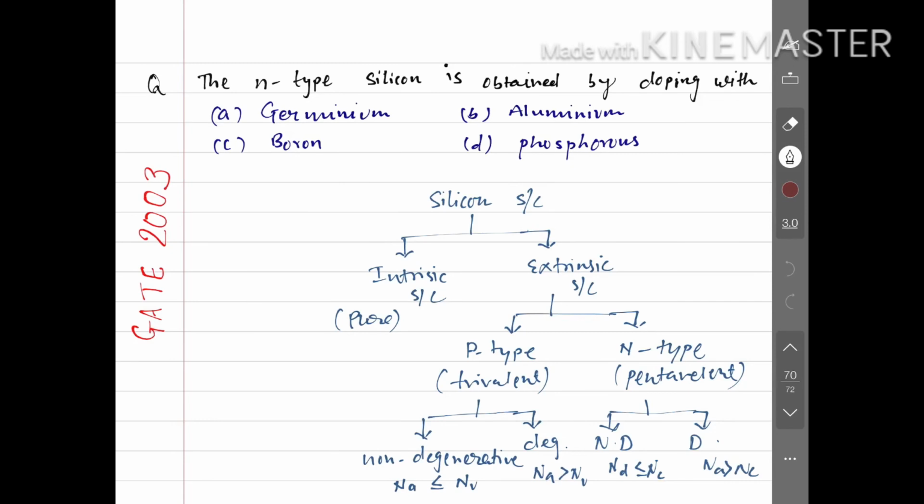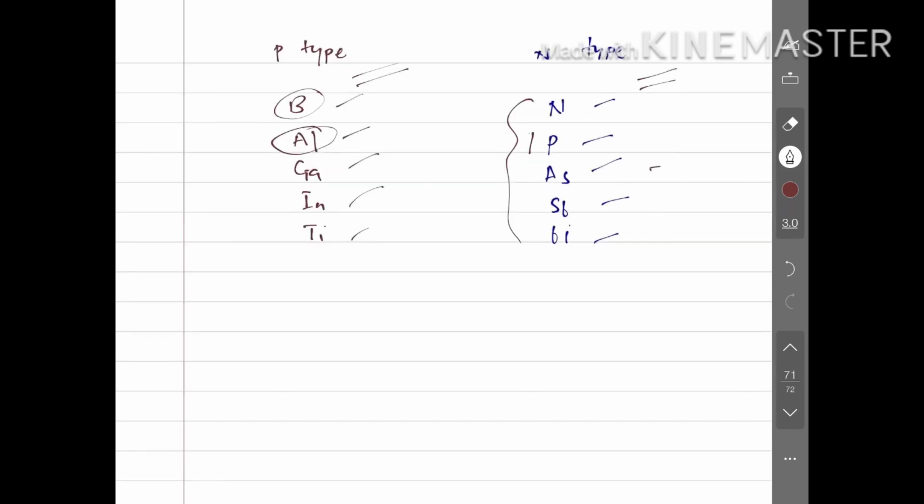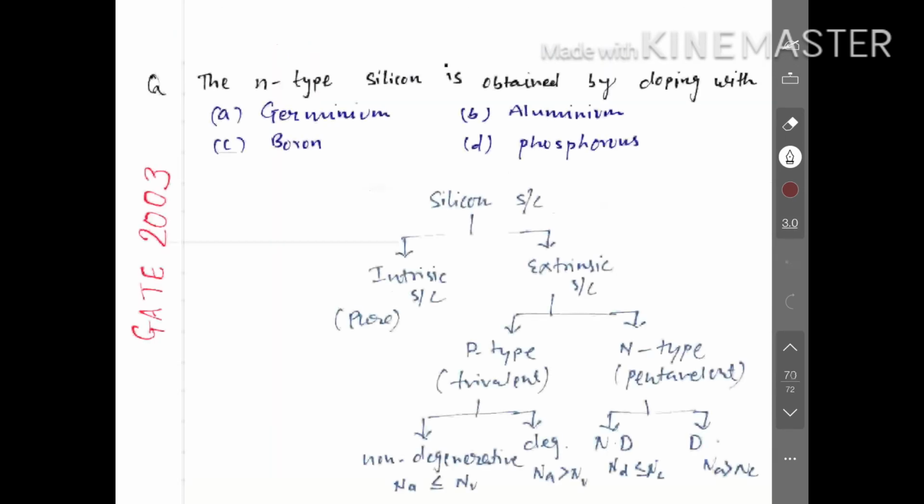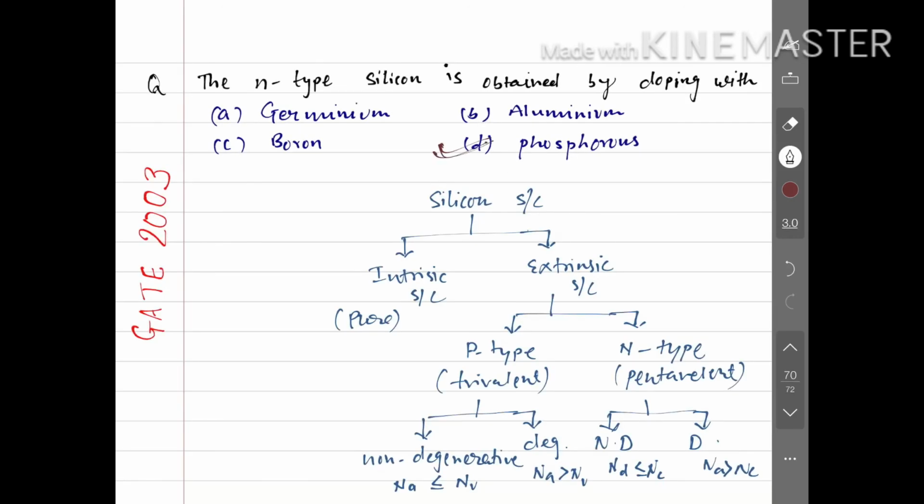Now D is phosphorus. Let me see, phosphorus is over here. So the right answer for this question, the dopant we need to use to make an n-type material, is phosphorus. So the right answer for this question would be D. Thank you.